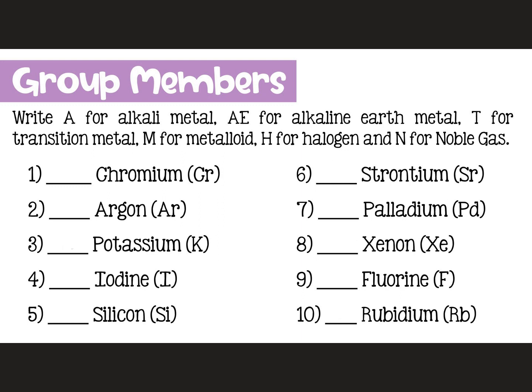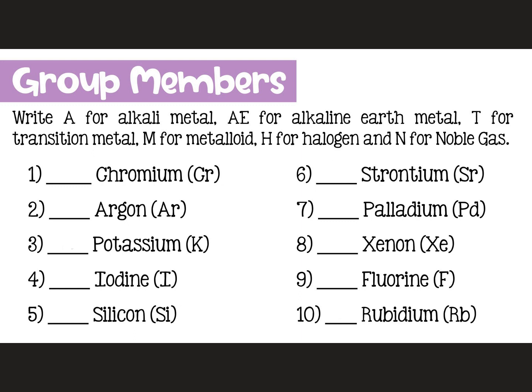Xenon, Xe, is atomic number 54. It is part of group 18, making it a noble gas. Fluorine, F, is atomic number 9. It is part of group 17, making it a halogen. Rubidium, Rb, is atomic number 37. It is part of group 1, making it an alkali metal.